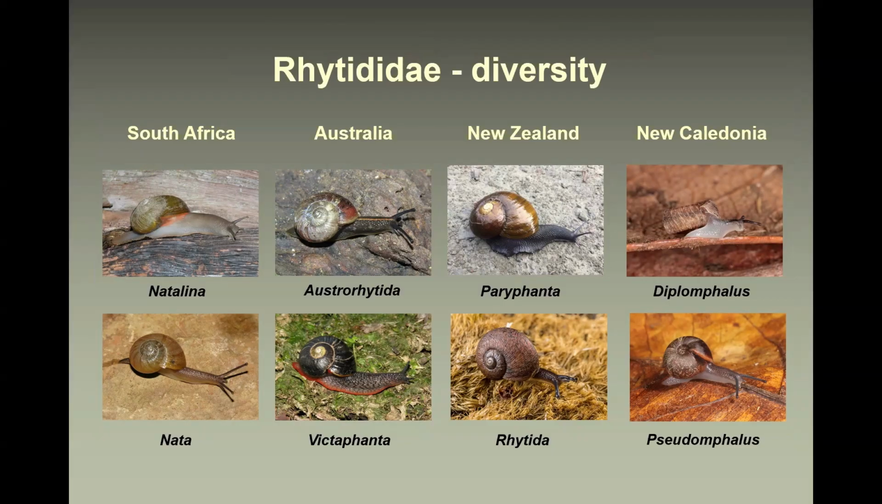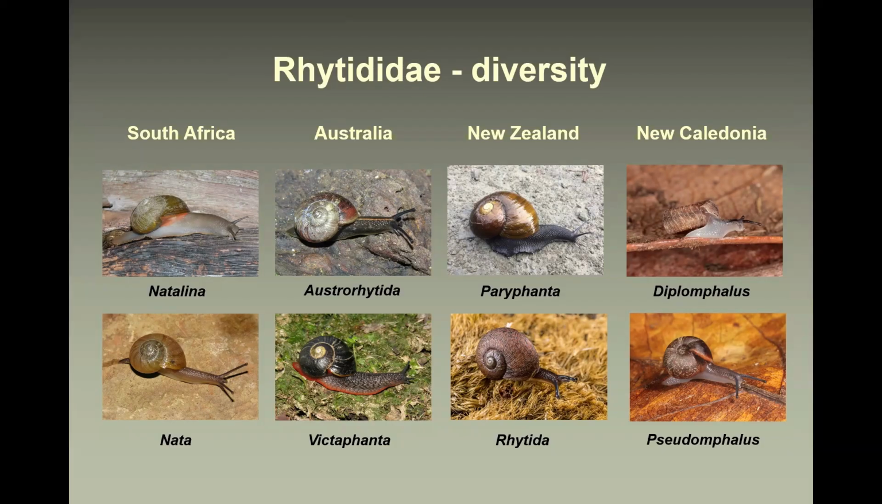And then in Australia, there's a great deal more in terms of generic diversity. I've just shown two here, Ostrorhytida and Victophanta, the so-called black snails of the Nothofagus forests in southern Australia. New Zealand, we have Paraphanta, Pauliphanta, the cowrie shells. These are quite well known to the general public, and the genus Rhytida, after which the whole family is named.